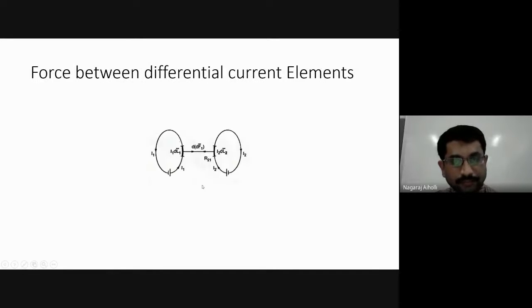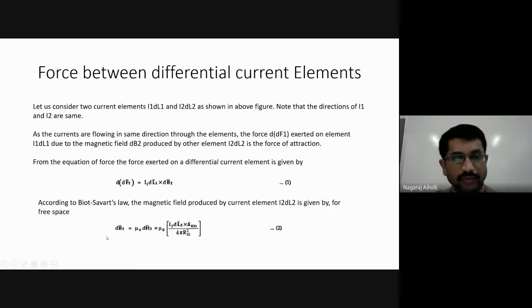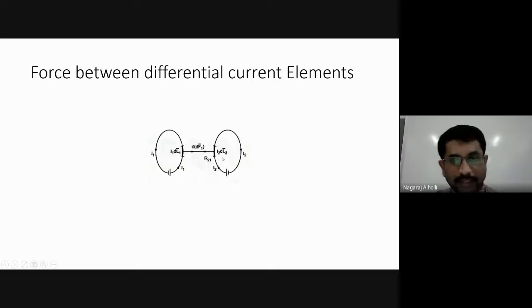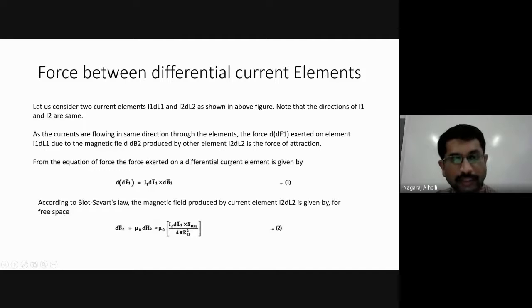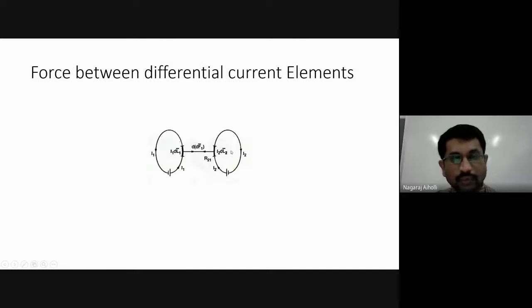It is the magnetic field produced by the current element I2 dl2. It is given by dB2 is equal to mu naught into dH2. We know that B is equal to mu into H, that is dB2 is equal to mu naught dH2. dH is the magnetic field intensity. It is given by the equation for the current element I2 dl2 into unit vector aR21 bar.